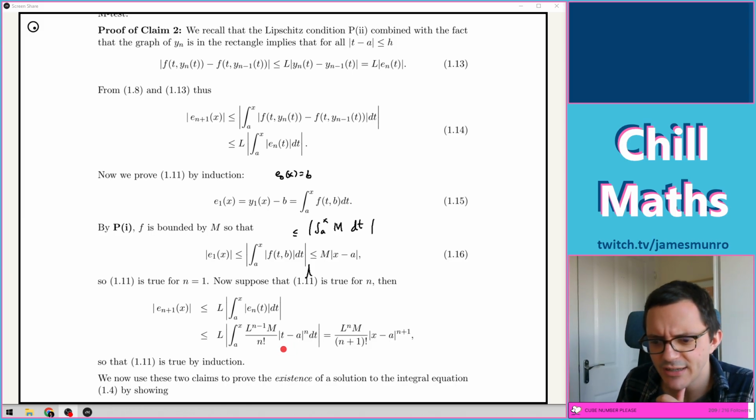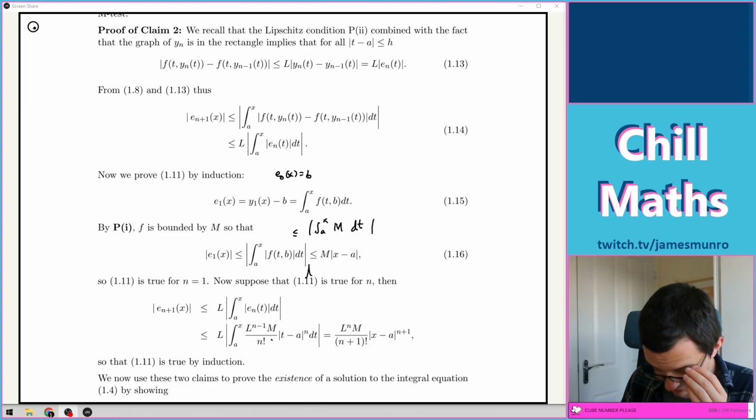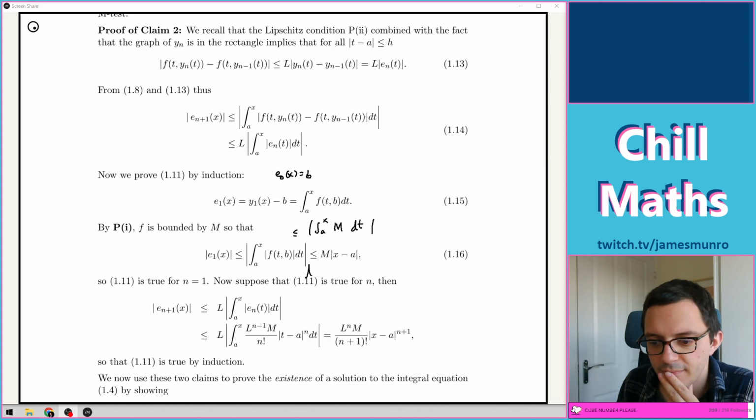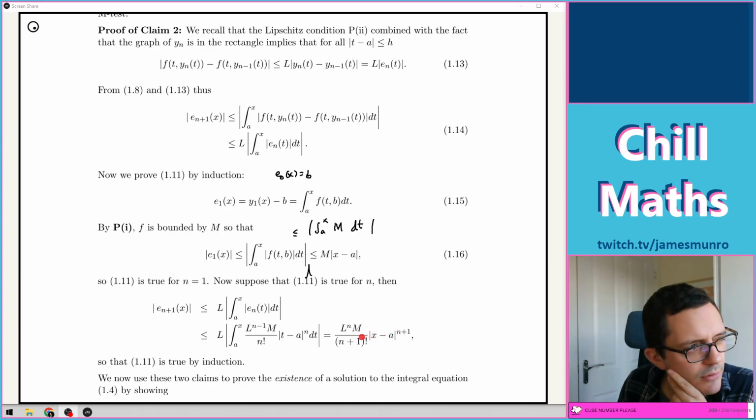I'm a tiny bit surprised that I can integrate this with all the mod signs on, but I guess there's only really 2 cases: where X is larger than A or when X is less than A. These numbers, T minus A, will either be positive all the way through or negative all the way through. In either case, we can do some integration. Cool, and you get one more factor of L. We started with none. One more factor of L. You keep a factor of M, which you got from the start, the original bound on F. You get these things which depend on X minus A, which is kind of cool.